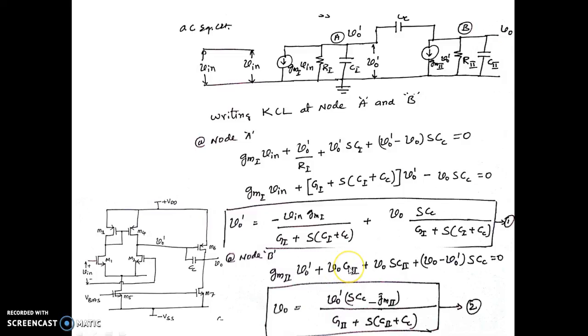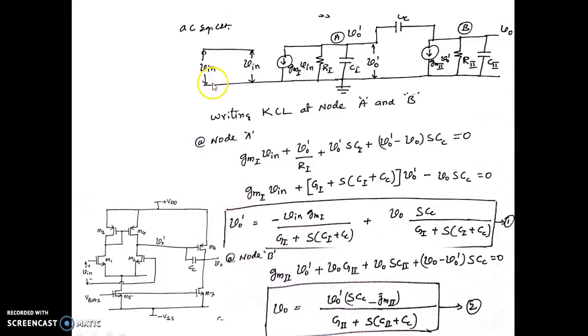So 1 over R2 is now written as G2 here, and plus this is one more current through the capacitor, which is V0 divided by 1 over SC2, which can be written as V0 into SC2. So similarly we have the current through CC, which is the potential difference of V0 minus V0 dash divided by the impedance of the capacitance. So this we can rearrange and write it as this expression. V0 can be written as this and V0 dash can be written as this.